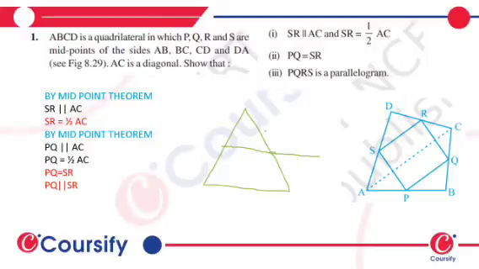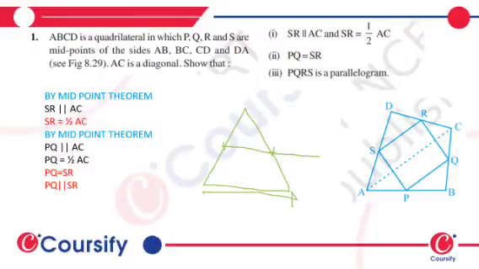Like in this question, we have a triangle. Let's consider triangle ACD. In this we have the midpoints S and R of the sides AD and DC. Since these two midpoints are joined together, by the midpoint theorem SR will be parallel to AC, and the midpoint theorem also says that this length would be half of this length.